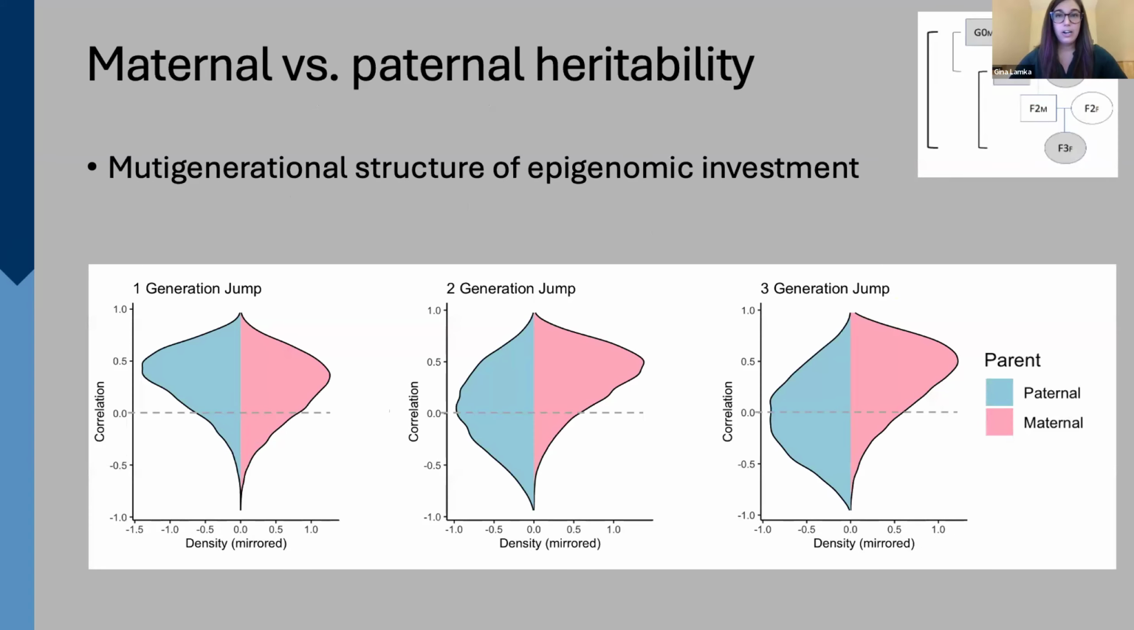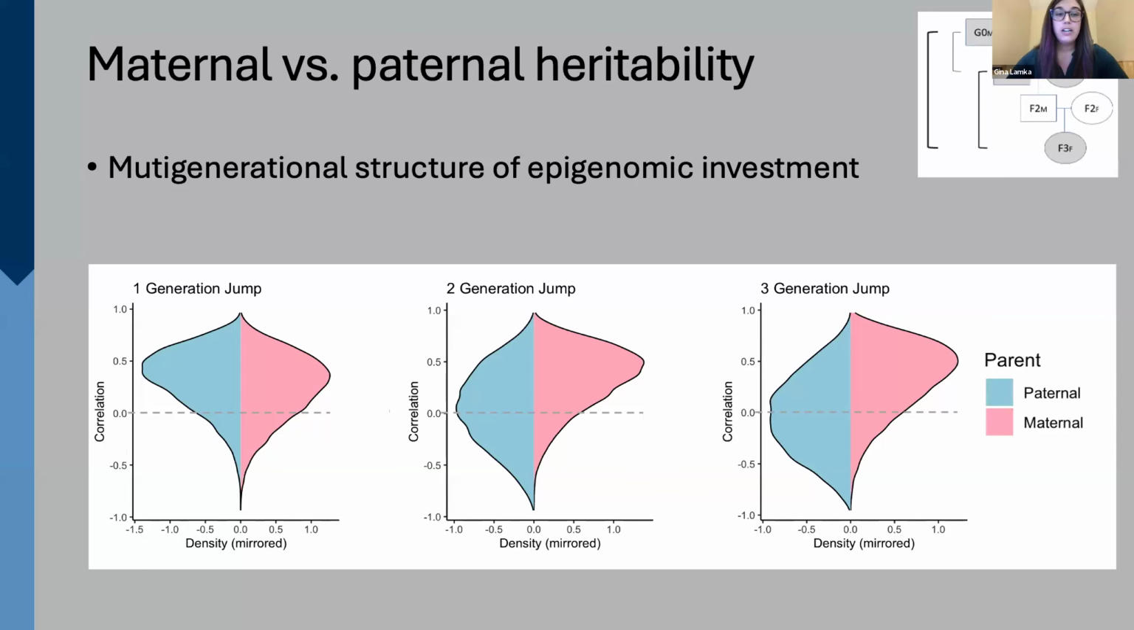And here we have density curves. So you can think of those bell curves on the x-axis, and the correlations on the y-axis. So a higher correlation is depicted higher on these figures. And on the left side of the figure is that paternal line, and on the right side of each of these figures is that maternal line.